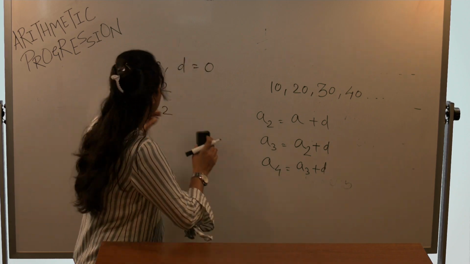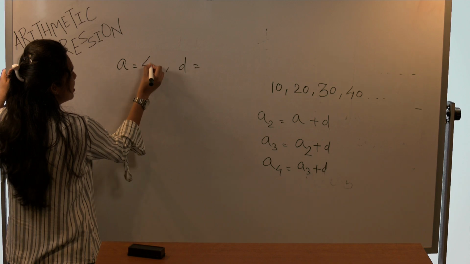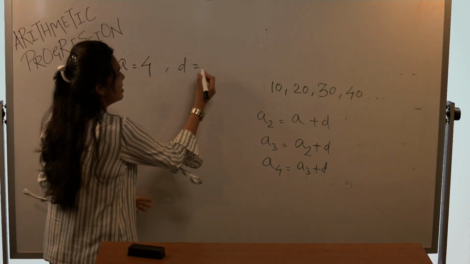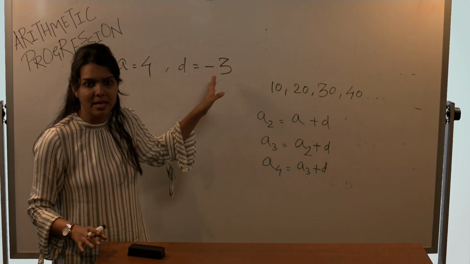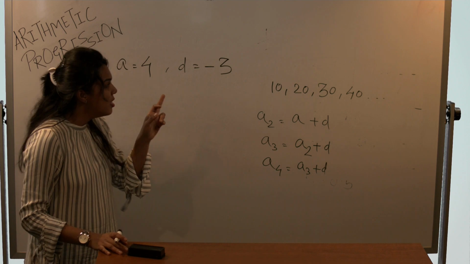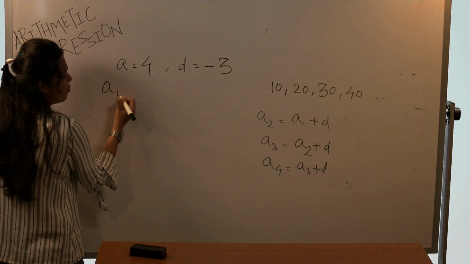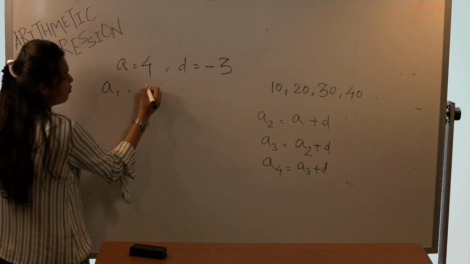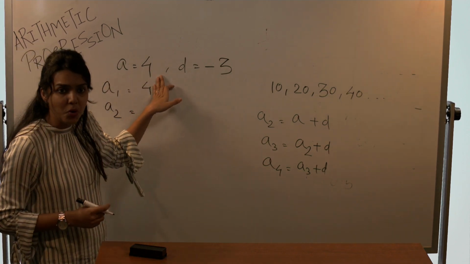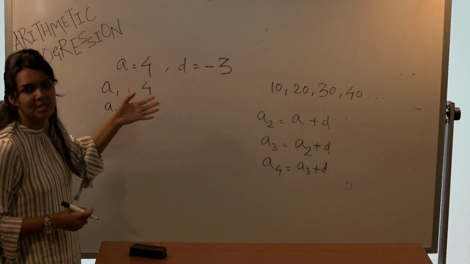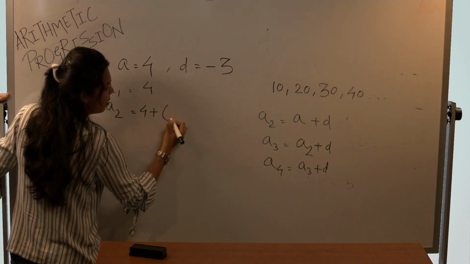Next, let us consider first term is 4 and consider the difference is minus 3 this time. Okay. Don't be afraid by looking at the minus sign. It is the beauty of mathematics. So first term, we have the formula with us. First term is 4. You are asked to find out the first 4 terms. So first term will remain as it is. A2 is equal to... what do we have to do? Just add the difference to the first term to get the next term. So 4 plus minus 3.